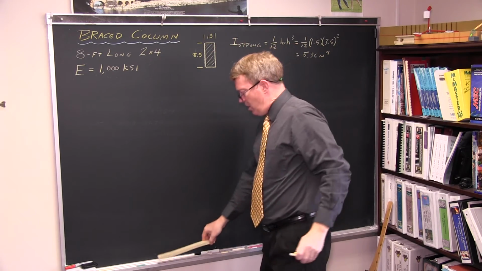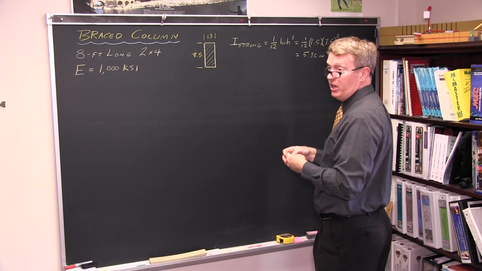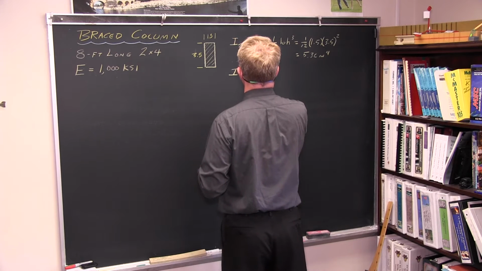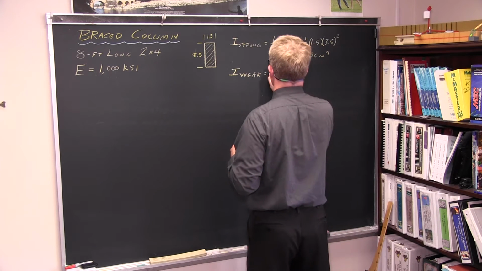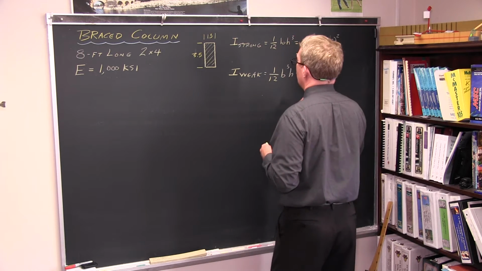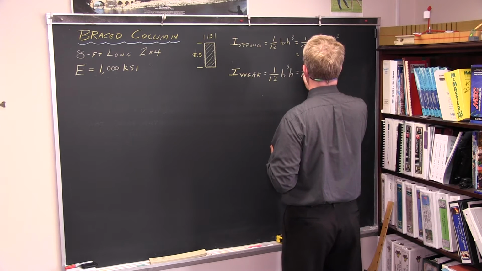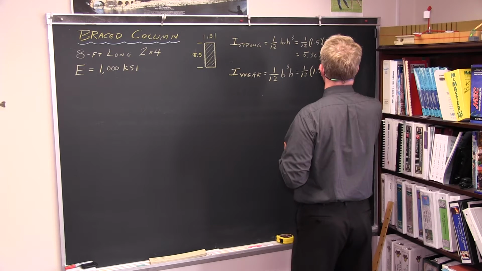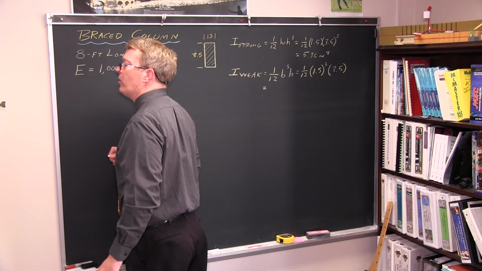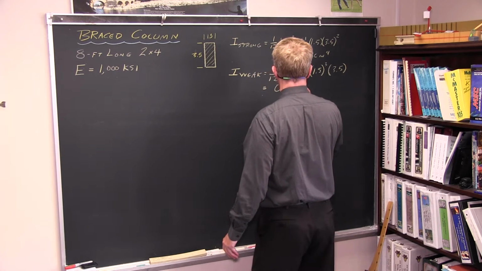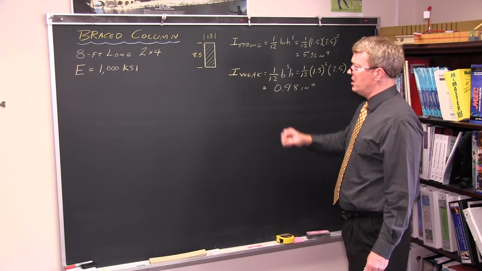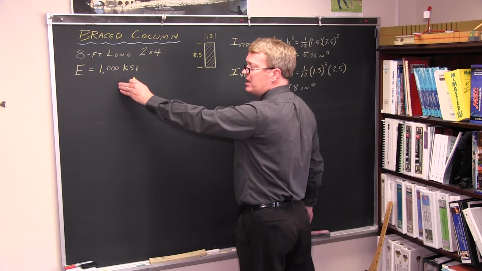In the other direction, we're going to swap that 3.5 and 1.5 inch and get our weak direction shape stiffness, this is 1/12 B cubed H, and that's going to give me 1/12 of 1.5 cubed times 3.5. And in the weak direction, it's dramatically weaker, and we get 0.98 inches to the fourth, or less than 1/5 of the shape stiffness. Now the material stiffness remains the same in both directions.